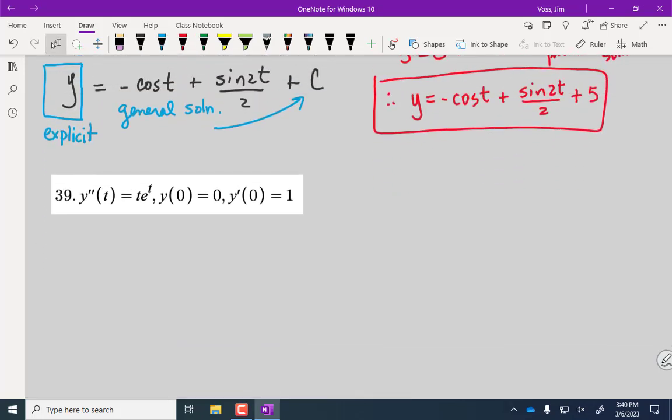All right, you all try this initial value problem, solve this differential equation. It's got a product in it, so you'll have to use what technique of integration? Parts.